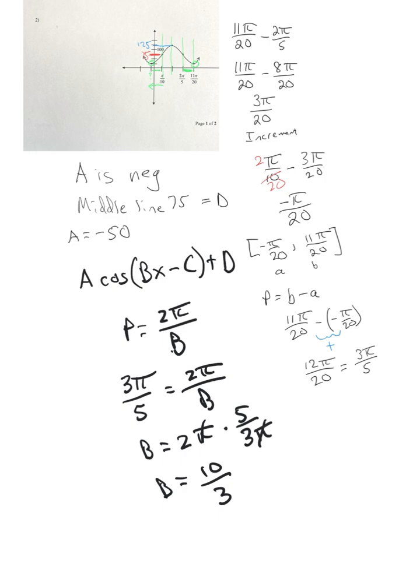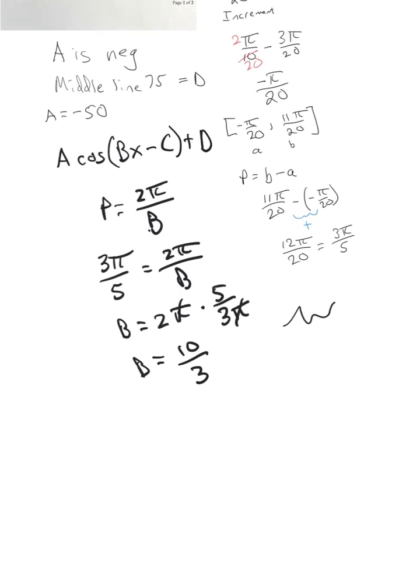All right. The thickness of that is too much for me. Let me see if this fixes it. That's better. All right, so what do we got here? Just recap, we got a equals negative 50, d equals 75. We just found b is 10/3. We got to figure out c.